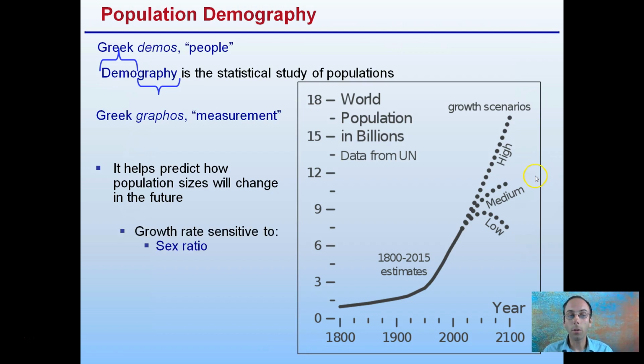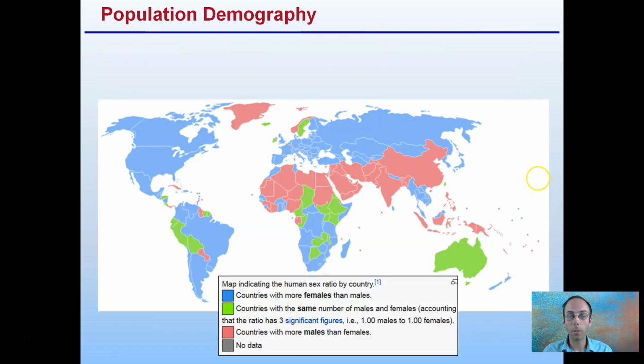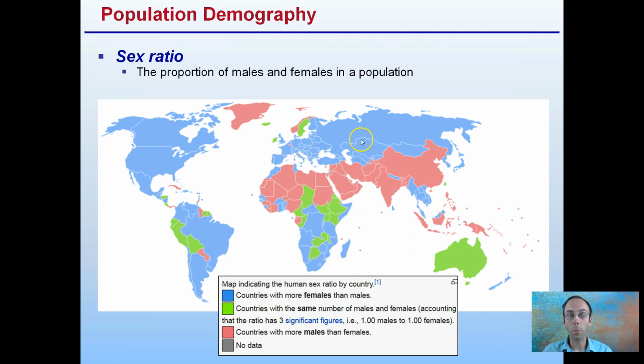And the growth rate is sensitive to the sex ratio, which is the males to females, and the age structure: how many young people, how many older people, and how many middle-aged people. The sex ratio, the proportion of males to females in a population, is the basic definition of this. The number of births is usually directly related to the number of females, because they're the ones that can bear children. So we see our map indicating here, blue indicates countries with more females than males. We see that evident here. Countries with the same number of males and females are in green, and countries with more males than females are in red. And no data is here.